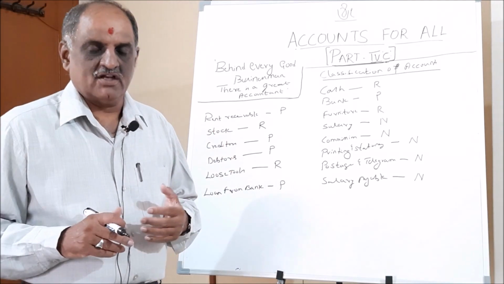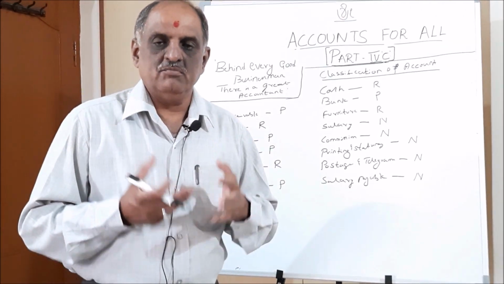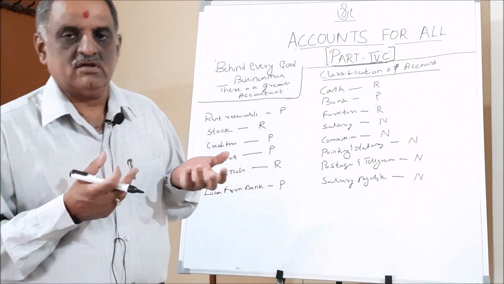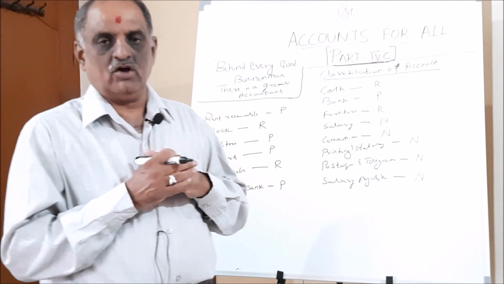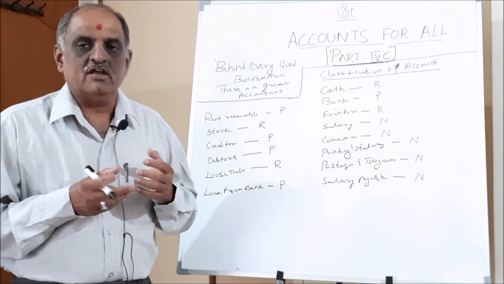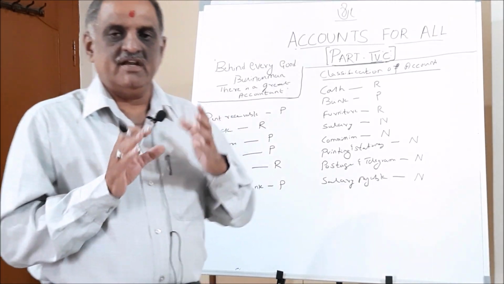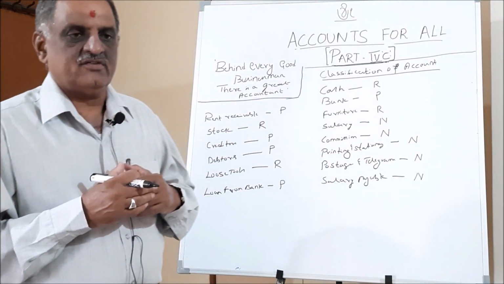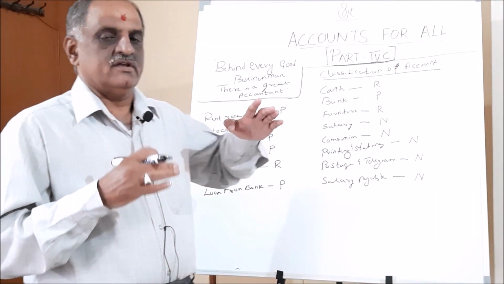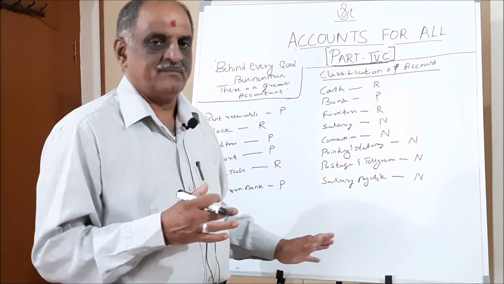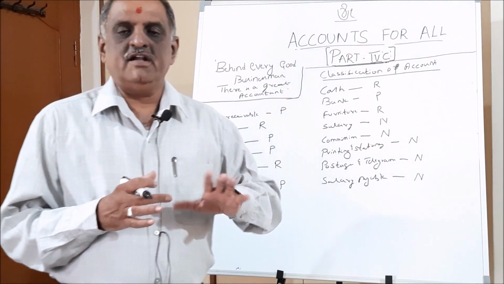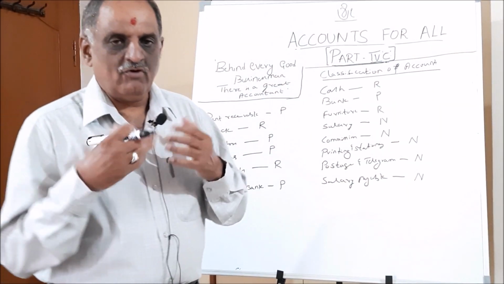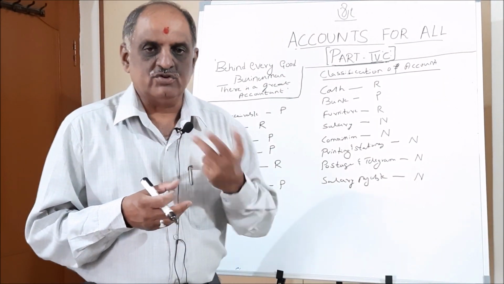In the previous session, we learnt the meaning and golden rules of the personal account, real account and nominal account, and how to identify those accounts. We did that in our last class. Now in the current session, we would like to see how to classify and identify the different transactions that we learnt. But before that, I would like to state two things.